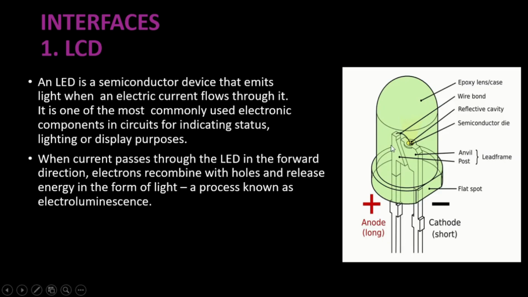Here you can see the diagram of an LED and its parts. Whenever the current is passed through the LED, the electrons and holes are combined here, and whenever the electrons and holes are recombined, they release energy in the form of light that makes the LED glow.